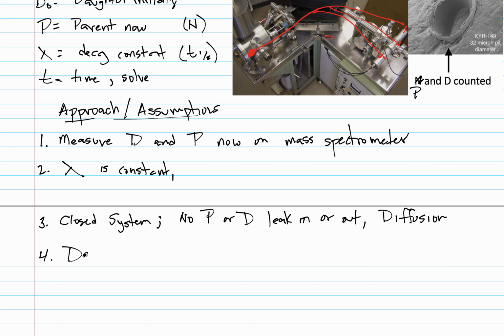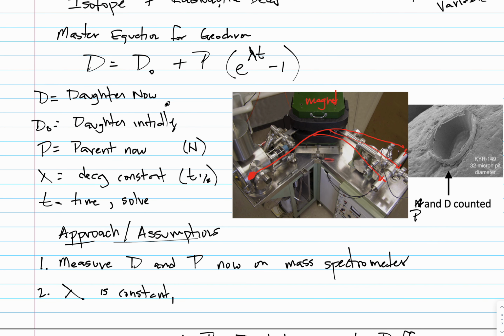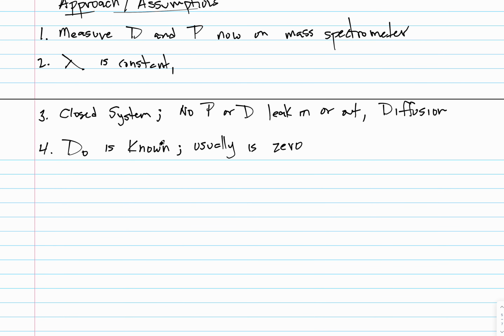And then finally, D sub 0. How can we go backwards in time and know what the amount of daughter is? This is also something that is sometimes safe and sometimes not. Usually the system allows for D sub 0 to be 0. Usually geochronology is performed on a system where when we go back to the master equation, we can actually remove D sub 0 as a variable.